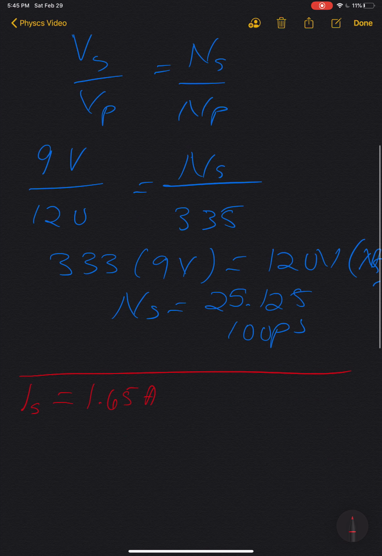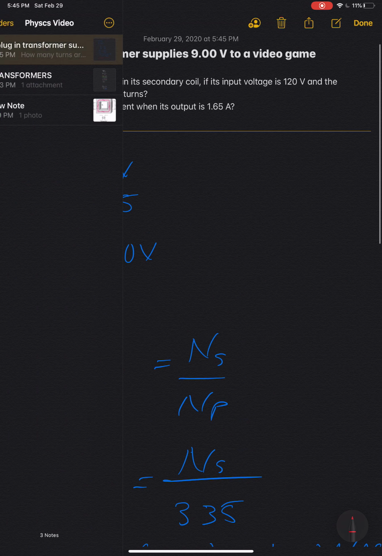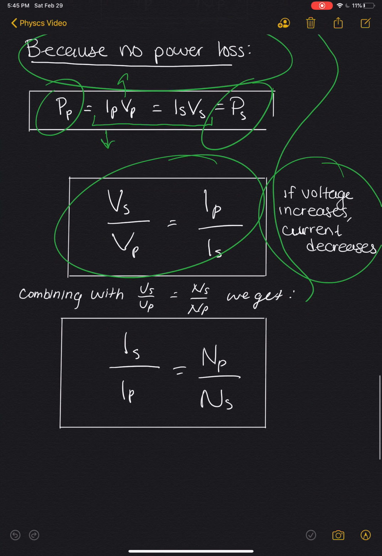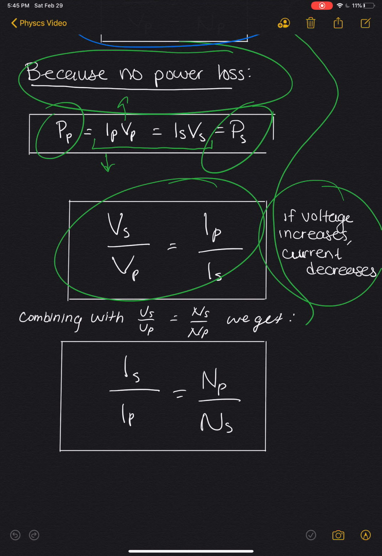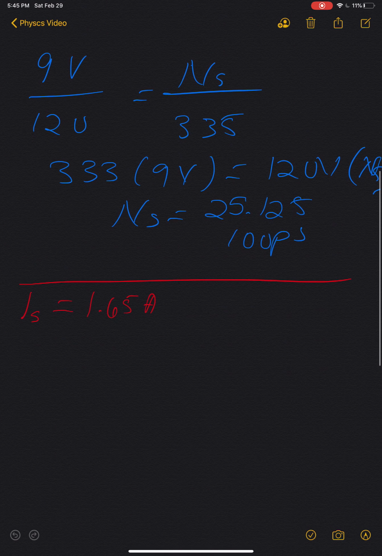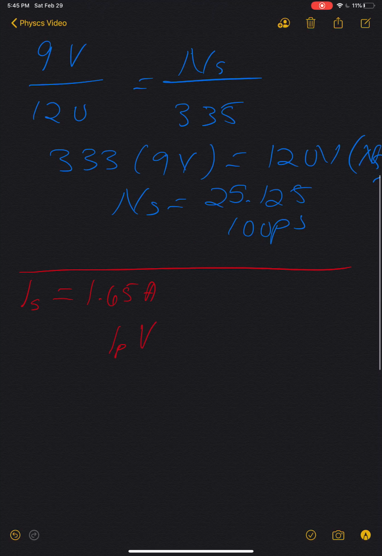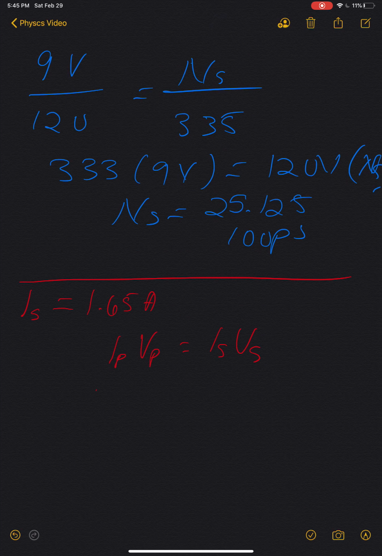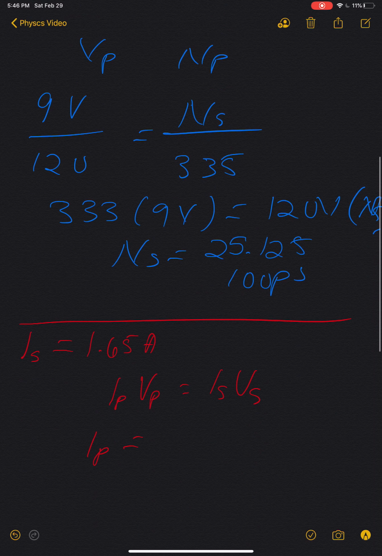Okay. So let's go back and look for an equation that relates amps, or current, with volts. So I'm just going to go ahead and use this right here. You could use this one, it's the same thing. I just like this, it's a little simpler. IPVP is equal to ISVS. So IPVP is equal to ISVS.